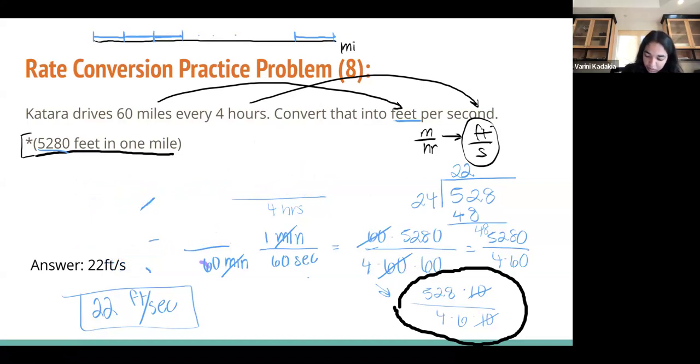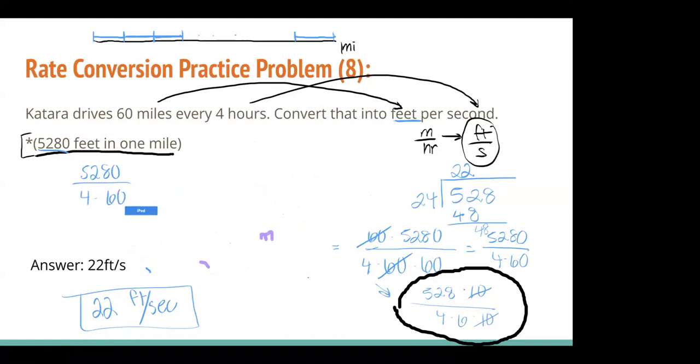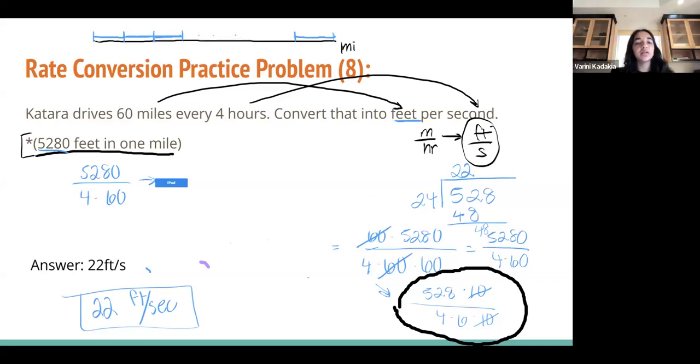Okay, so let's see. Okay, that's good enough. So we have 5,280 divided by 4 times 60, right? So if we wanted to find the factors of 5,280 and the factors of 60, we see this 0 here, right? So whenever there's a 0 at the end, that means something is multiplied by 10. So like this whole portion is multiplied by 10 to give you this number. Does that make sense?